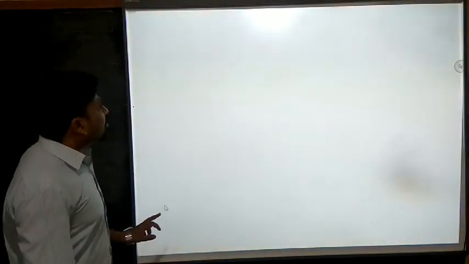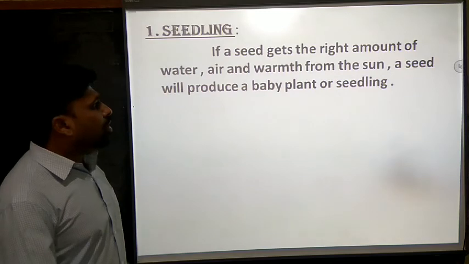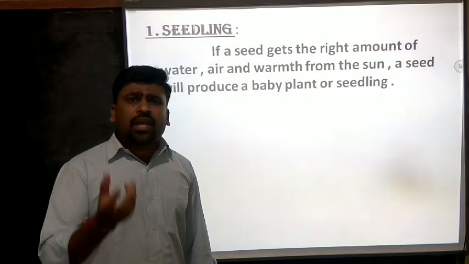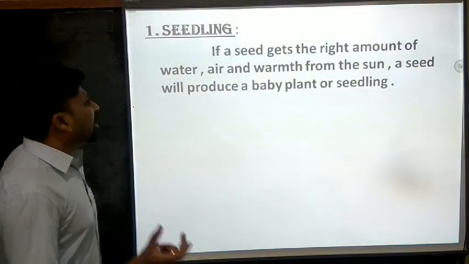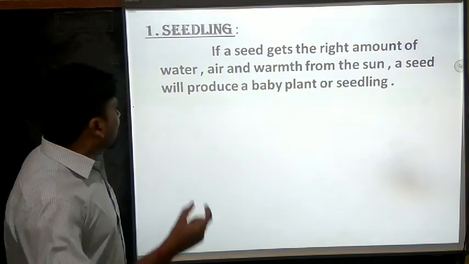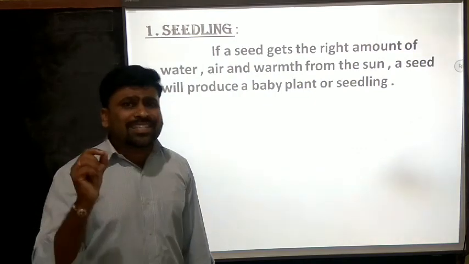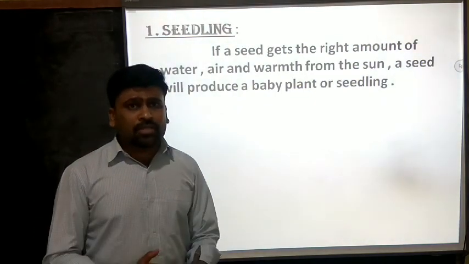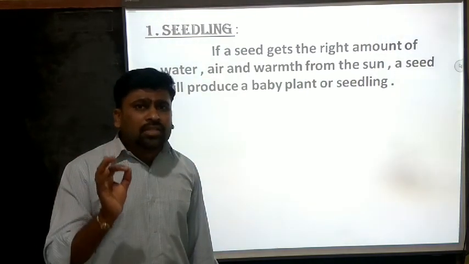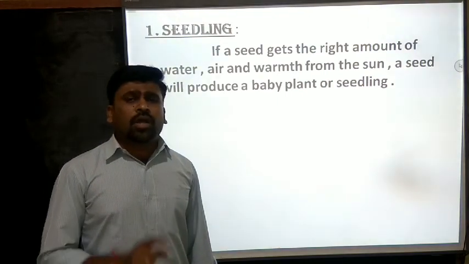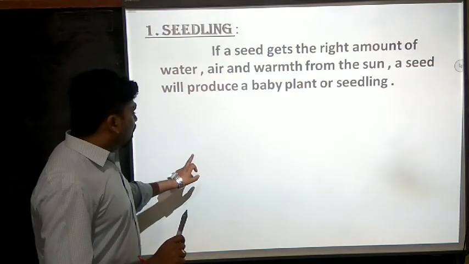We also discussed the meaning of seedling. A seed needs the right amount of water, sunlight, and air. Then the seed will produce a baby plant. That process is called seedling. Up to this we have already discussed in the previous class. Today in this class we are going to discuss the first concept, that is germination.